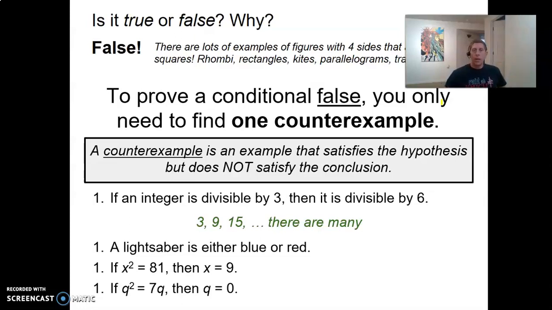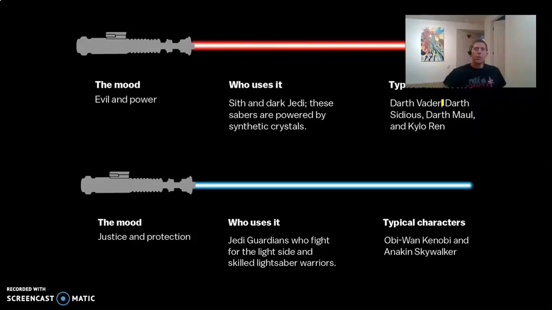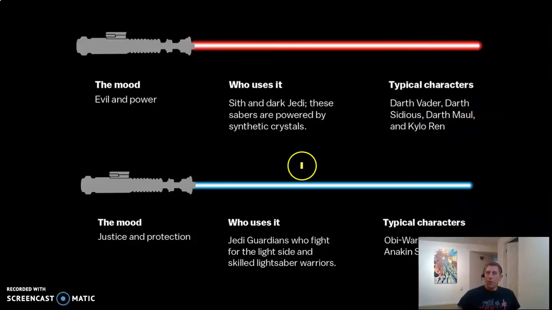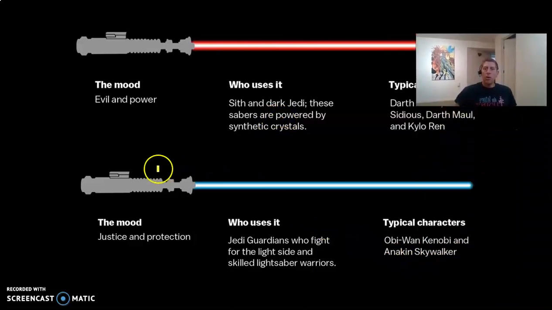Number 2, a lightsaber is either blue or red. Star Wars nerds out there will know this right away. If you don't, let's go through some of them. Here we go. Red lightsabers are used by Sith and Dark Jedi, kind of the bad guys who are down with the dark side of the Force: Darth Vader, Darth Maul, Kylo Ren, those kind of folks. And then the blue ones are about justice and protection. Jedi Guardians who are down with the light side of the Force, kind of what's typically thought of as the good side. Obi-Wan and Anakin, before he turned into Darth Vader, were using blue.